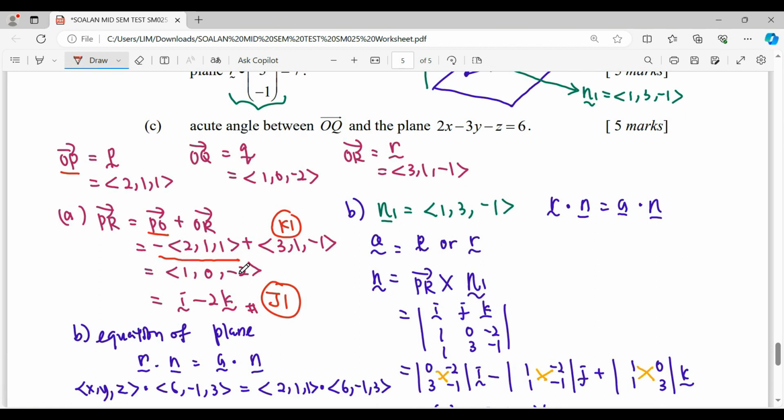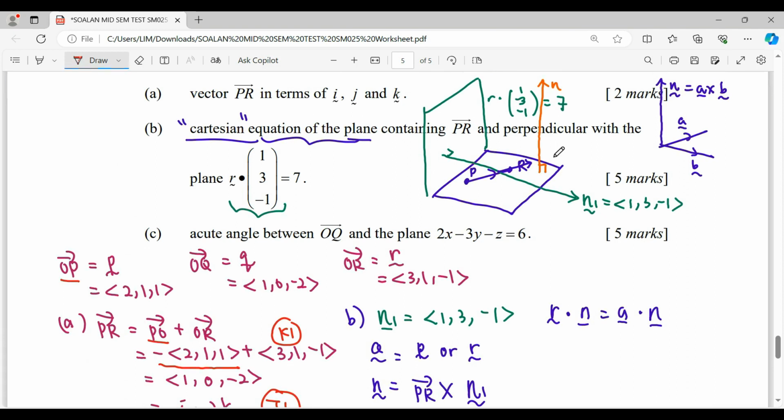Then for question B, most of the students will misunderstand that the normal here is the normal that you want to find. Alright, so we go one by one first. When you're given an equation of the plane, the first step, you need to take out the information. The information about the normal is given. So n1, I didn't write it as n because n is the thing that we want to find. So this is the given one. So n1 as the vector (1, 3, -1). So here it will be denoted clearly.